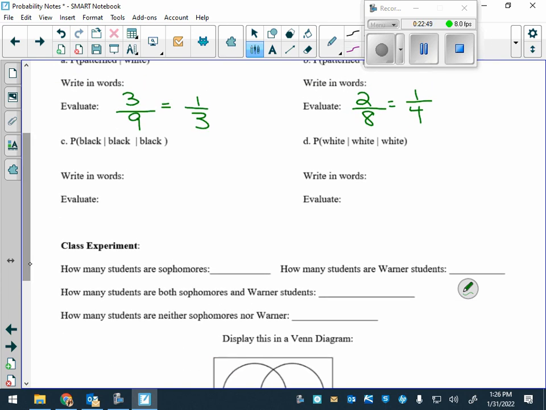Okay. Right. Now for C. Probability of selecting a black mask given you have already selected 2 black masks.